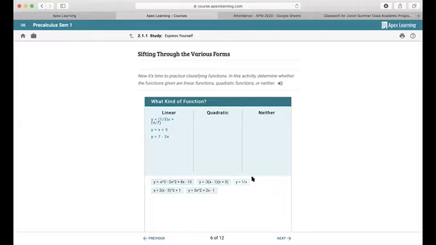Now, something like x to the third, we talked about that. X to the third is not a quadratic. We can't pull that x out, so it's not a quadratic. But we know that that looks like our factored form of a quadratic.